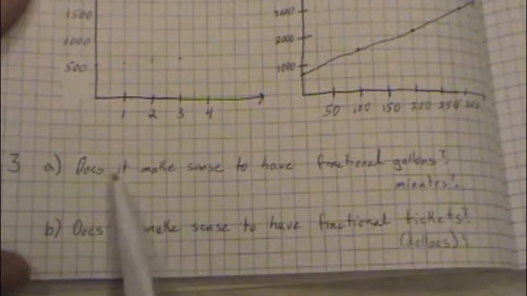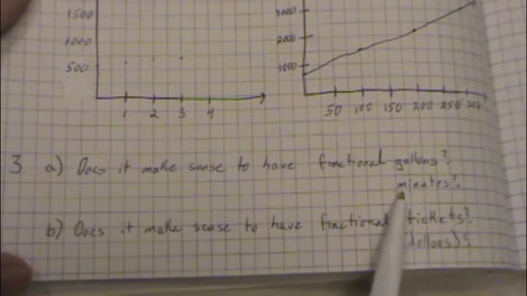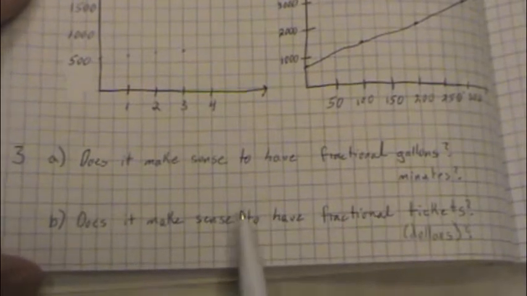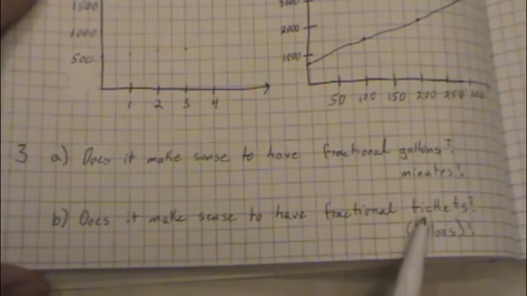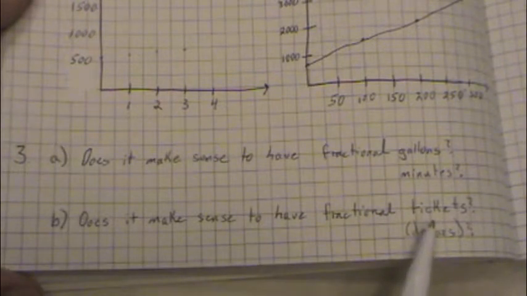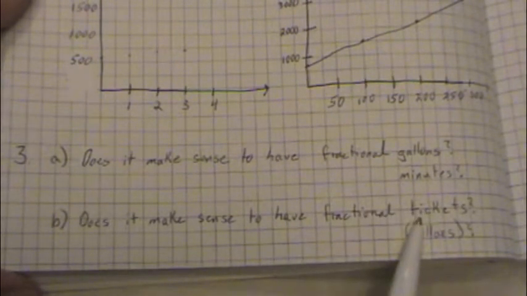Well, letter A, does it make sense to have fractional gallons and fractional minutes while you're filling a wading pool? Sure, you can turn the hose off after 90 seconds or 35.5 minutes. And yeah, absolutely, so this one would be a continuous graph. Now, does it make sense to have fractional tickets? Can you imagine going to a Phillies game and saying, I would like 2.75 tickets, please. I'm going to bring myself, my best friend, and 3/4 of my brother. That makes no sense. You could have fractional dollars, but not fractional tickets. This is a good example of a discrete graph.